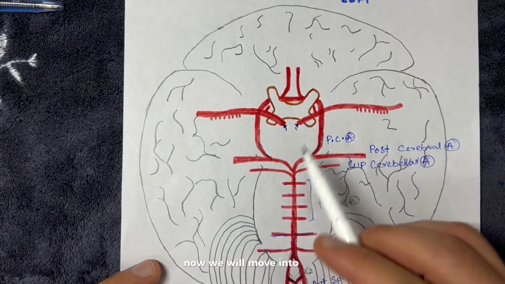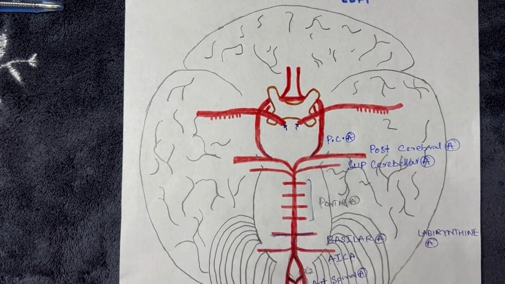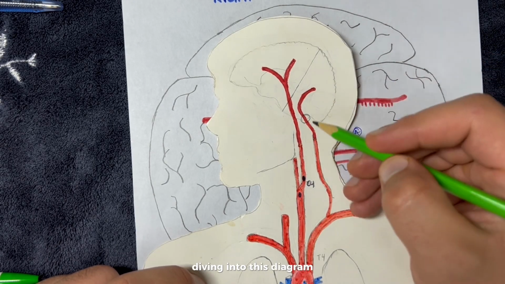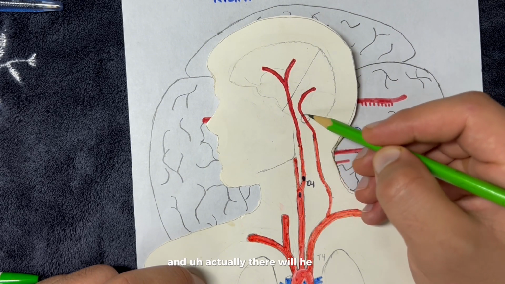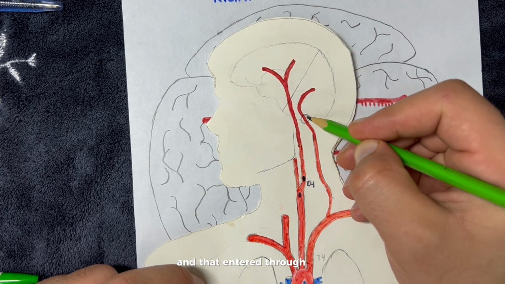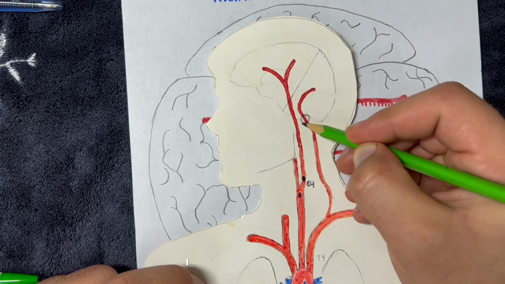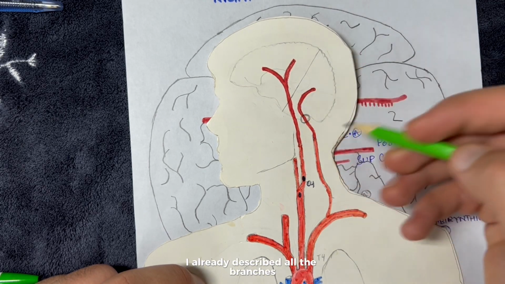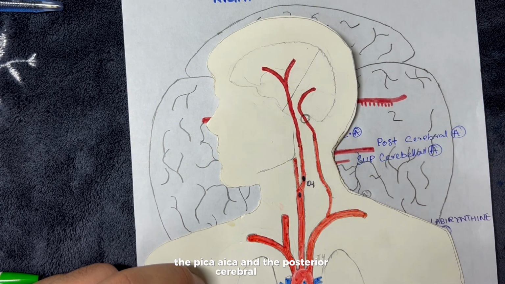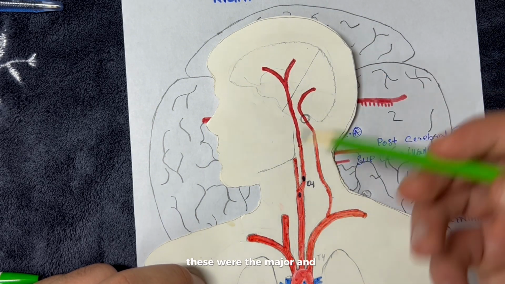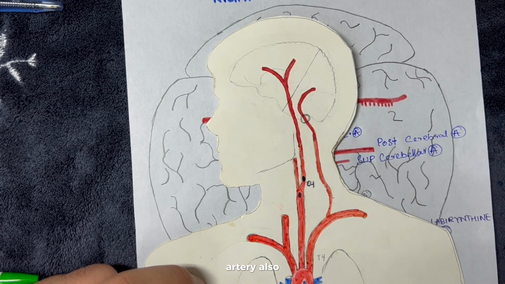Now we will move into the carotid arteries, the internal carotid arteries. Again, diving into this diagram. So this was the vertebral artery, and actually there will be two. So the vertebral arteries entered through the foramen magnum here, and I already described all the branches, the PICA, AICA, and the posterior cerebral artery. These were the major ones, and the posterior communicating artery also.